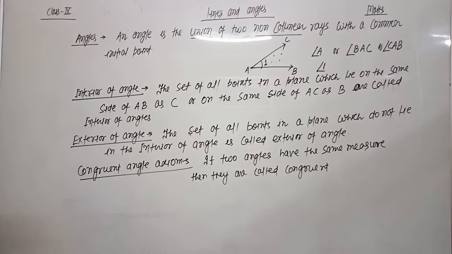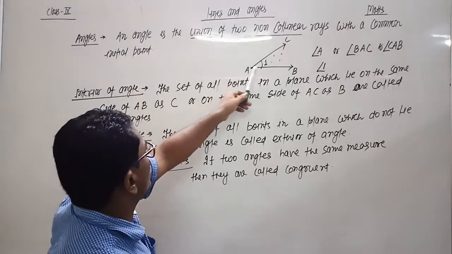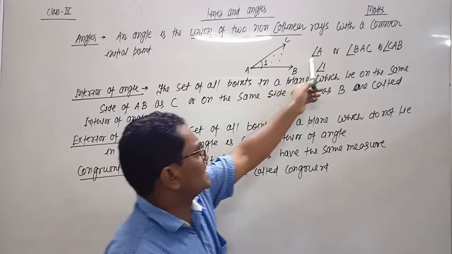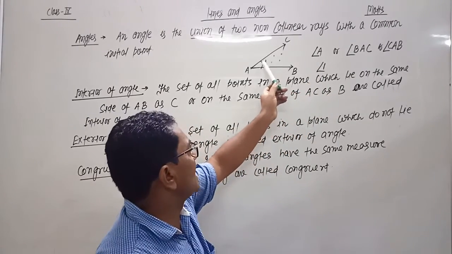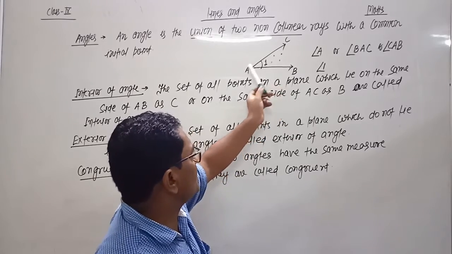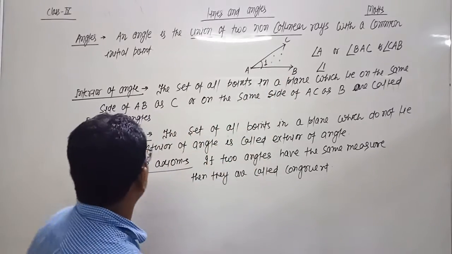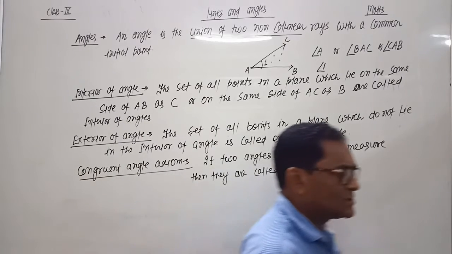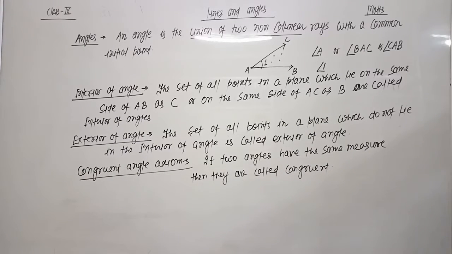So this is the basic concept of angle. An angle is the union of two non-collinear rays with a common initial point. An angle is represented by this sign. It is represented by angle A, angle 1, angle PAC, or angle CAB. Then we studied the interior of angles. All the points that lie inside the common range are called the interior of the angle, and all the points in a plane which do not lie in the interior are called the exterior of the angle.